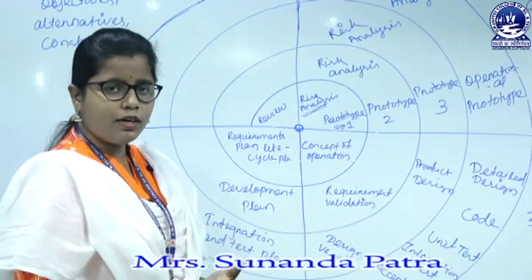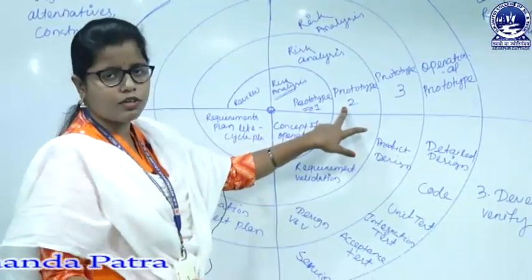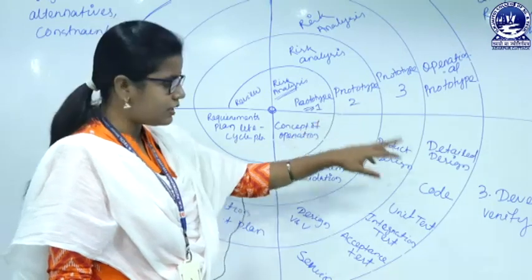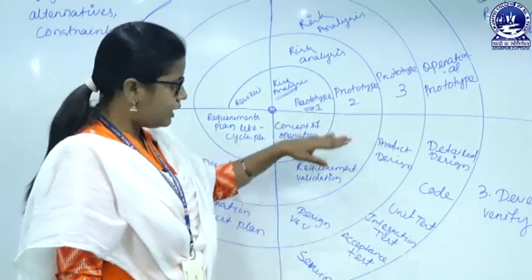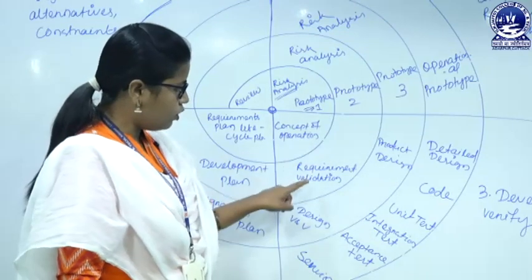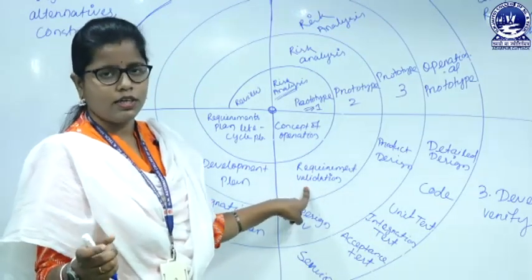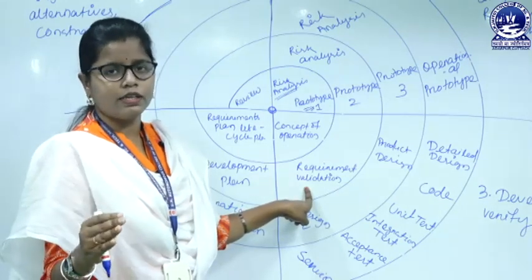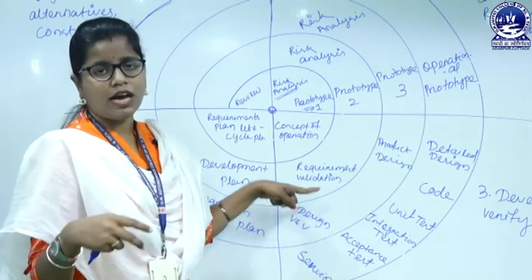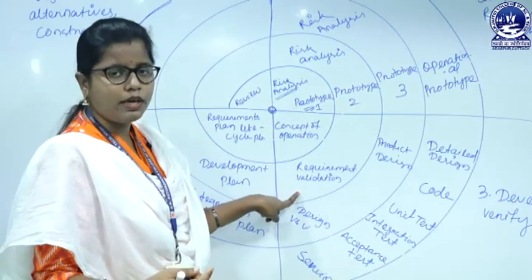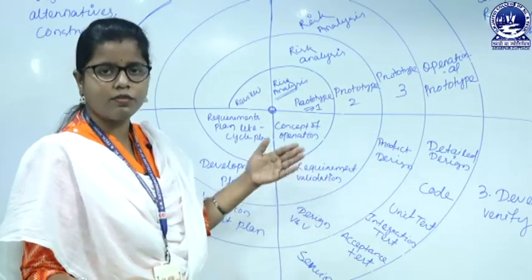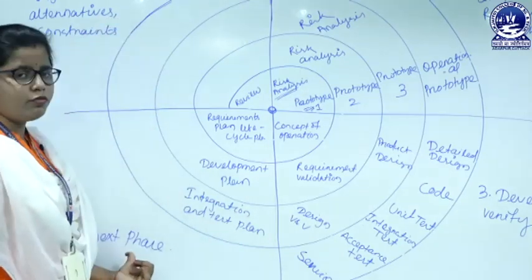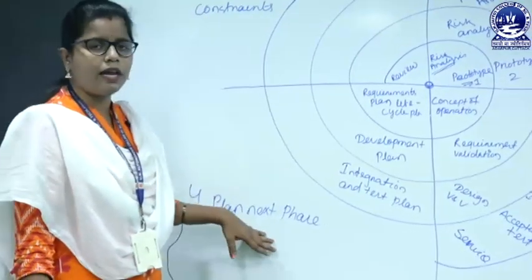Then we will develop, that means here we are actually designing the prototype, but where we are coding that prototype or where we are testing that prototype, that is in the third quadrant. So after developing prototype 2, we have the requirement validation. That means that requirement validation is our final requirement document, that is the software requirement document. So after getting the requirement validation document, that means that has been already verified by the customer, then we will go for planning the next phase, that is in the fourth quadrant. Here we have to plan the next phase.